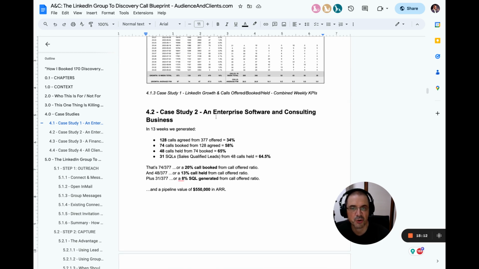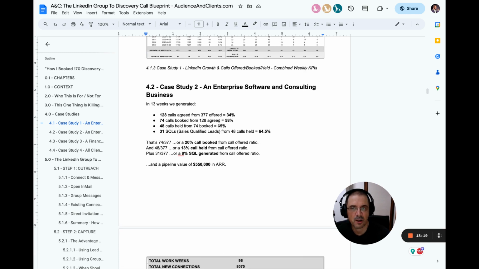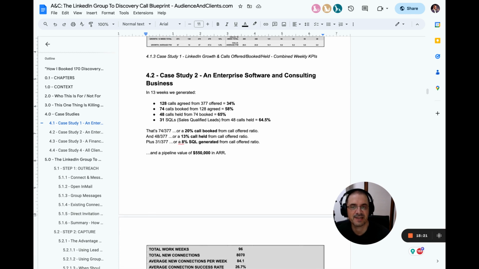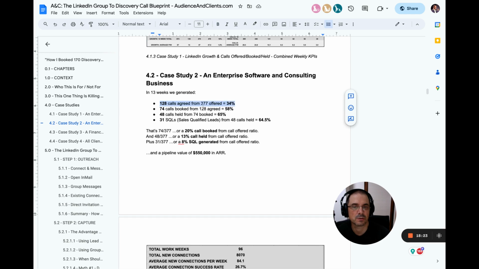Case study number two, still an enterprise B2B client. This time it's enterprise software and consulting. Over a 13-week period, we generated 128 calls agreed from 377 offered. That's 34%. 74 calls booked from 128 agreed, which is 58%. 48 calls held from 74 booked, which is 65%. And 31 sales qualified leads from 48 calls held, which is a 64.5% ratio.